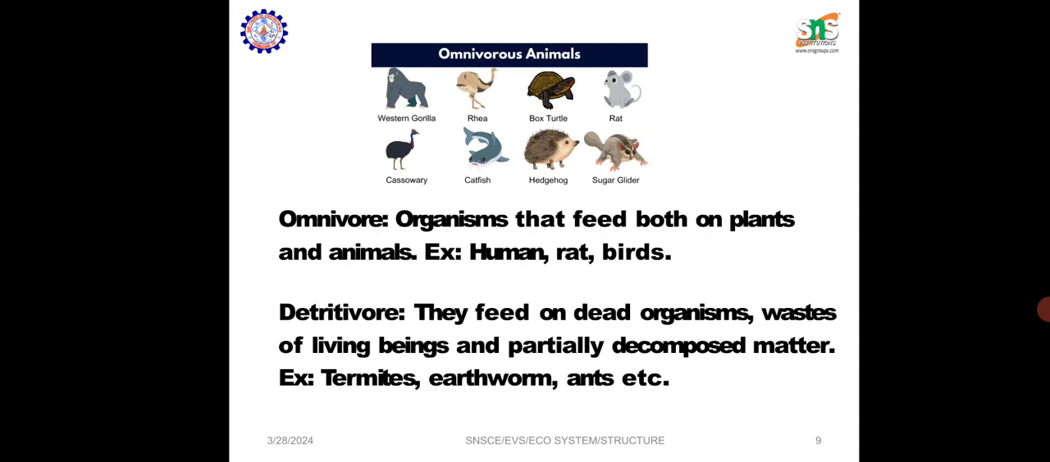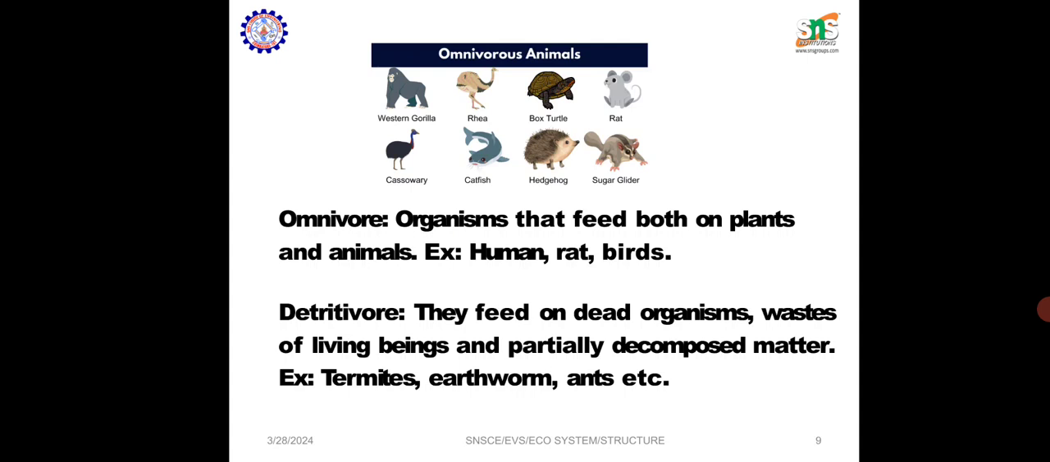The third one is the omnivores. Omnivores feed on both plants and animals. For example, we humans eat both plants and animals, and rats and birds also come under the omnivores.